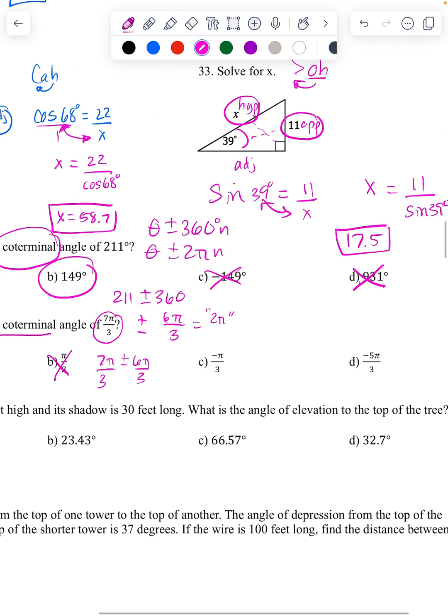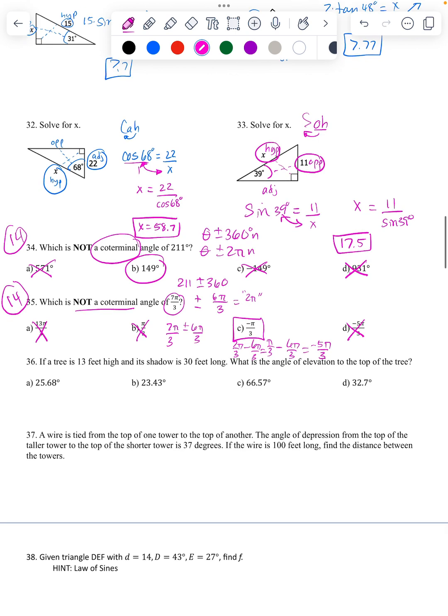What if, since these are negative, I took my 1 pi over 3 that I got by taking 7 pi over 3 and subtracting 1 trip around the circle? What if I subtracted another trip around the circle from that? I'd get negative 5 pi over 3. I never got that, because that's something I can't get by adding or subtracting trips around the circle. So that's one that is not coterminal.